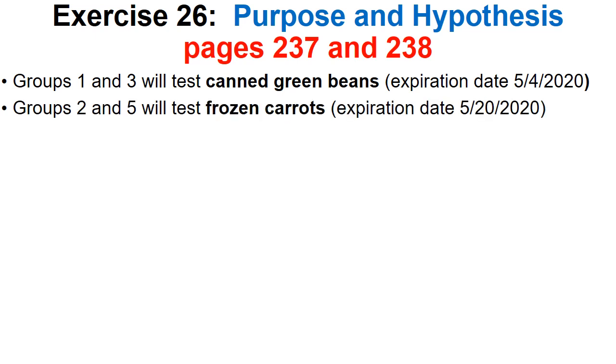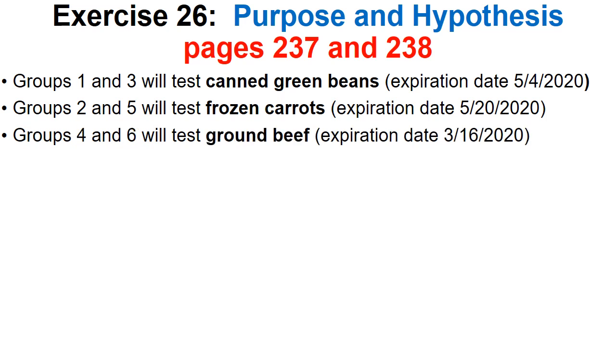Exercise 26, Purpose and Hypothesis. On pages 237 and 238, you need to fill in what you think the purpose and hypotheses of these two experiments are. Groups 1 and 3 are going to test canned green beans with an expiration date of May 4th. Groups 2 and 5 will test frozen carrots with an expiration date of 5/20. Groups 4 and 6 will test ground beef with an expiration date of March 16th.